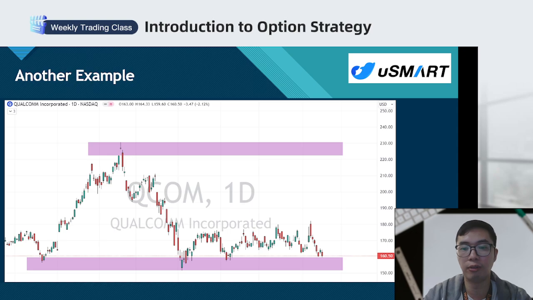This is what I found, QCOM. I'm not sure you all are familiar with this stock. It's one of the semiconductor stocks. Recently I found that it had trended up and then trended downwards, and it trends towards the supports. Recently it's forming a consolidation around the supports. Here it still doesn't have a strong bullish candle, so it's not the best time to get in, but I just take it as an example and potential.